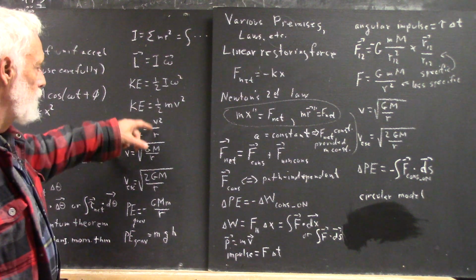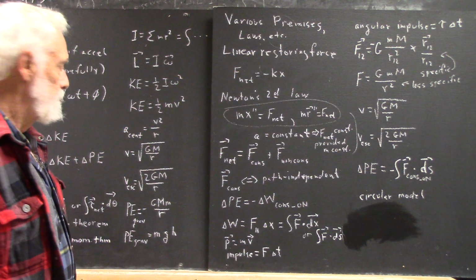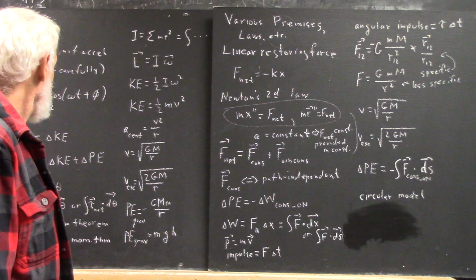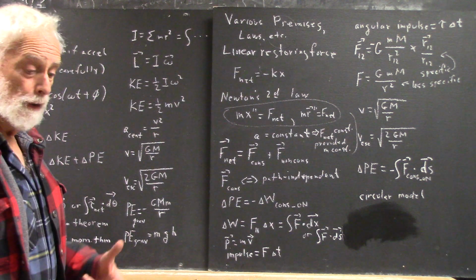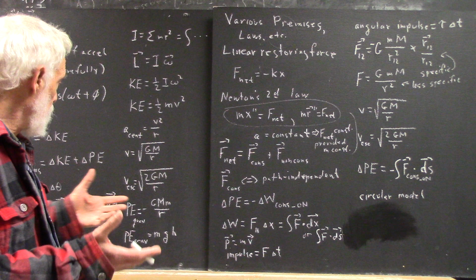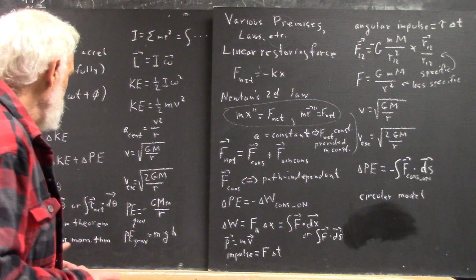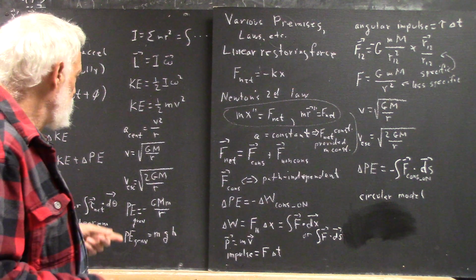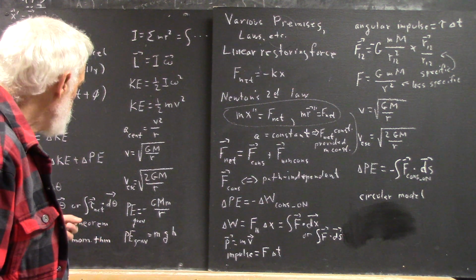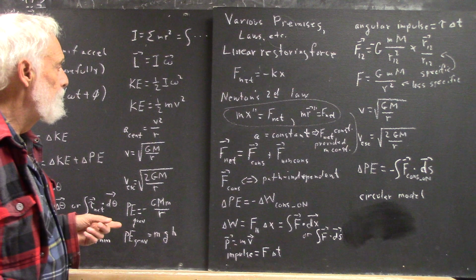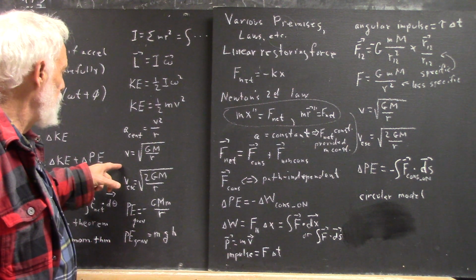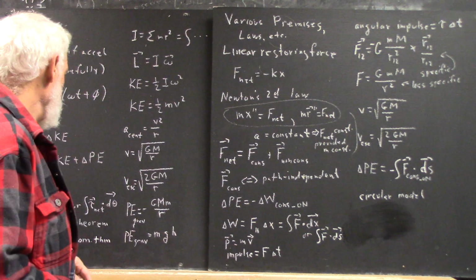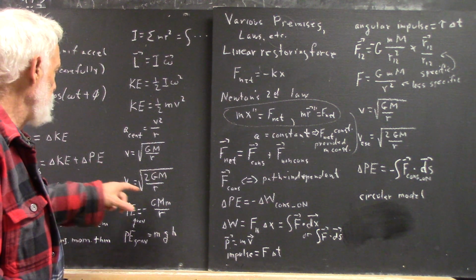Centripetal acceleration is v squared over r. You can derive that from the circular model. You can derive that from isosceles triangles and limits, various ways. That can be derived. You should be able to derive it at least one way, preferably two. You have the square root of GM over r, which I'd written down over there redundantly, and escape velocity.